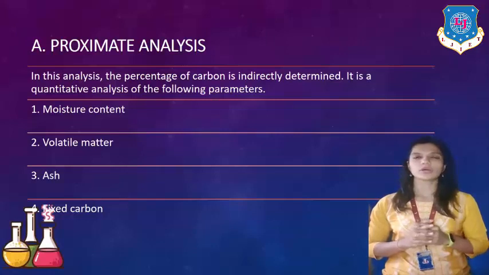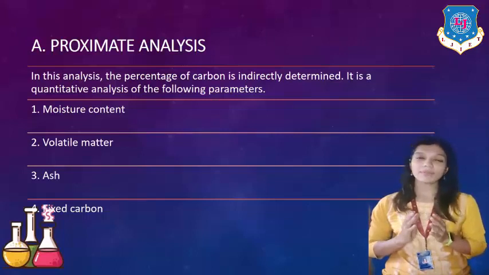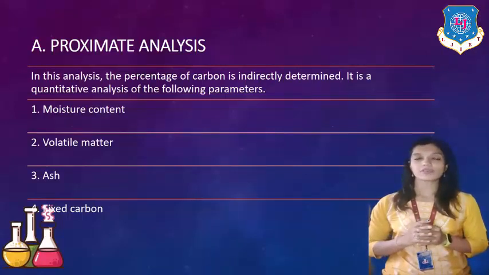Here, in this particular one, we deal with two different types of analysis. Number one, which is referred to as proximate analysis, while number two is referred to as ultimate analysis. Proximate analysis: in this particular kind of analysis, the percentage of carbon is indirectly determined. It is a quantitative analysis of parameters like moisture content, volatile matter, ash content, and even fixed carbon. These parameters give us an idea about the percentage of carbon which is present in coal.